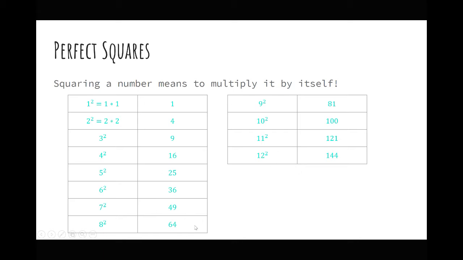These numbers in the second column, 1, 4, 9, 16, 25, 36, 49, 64, these are perfect squares. And again, there's an infinite number of these perfect squares. They could go on forever.